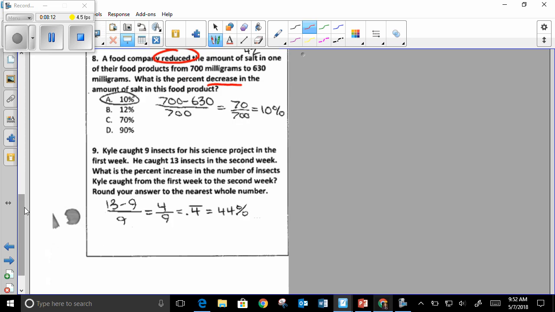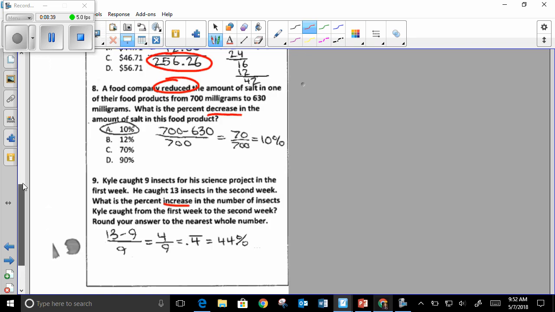Number 9. Kyle caught 9 insects for his science project in the first week. He caught 13 in the second week. What is the percent of increase in the number of insects Kyle caught from the first week to the second week? So again, make sure you know your formula, fill it in, and then change it from a decimal to a percent.